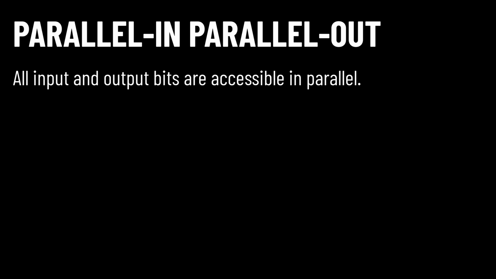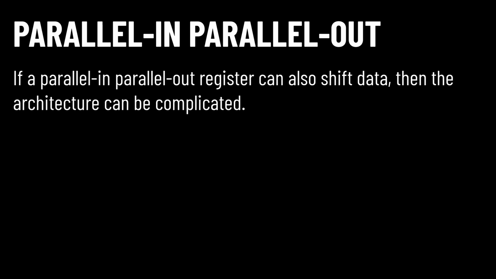The last type of shift register is known as parallel in, parallel out. This means that all data bits can be written simultaneously in parallel, and the output can also be accessed in parallel. The architecture may be complicated if the register is capable of shifting data as well as loading and holding the data. If it can shift bidirectionally, then the input logic will be even more complicated.